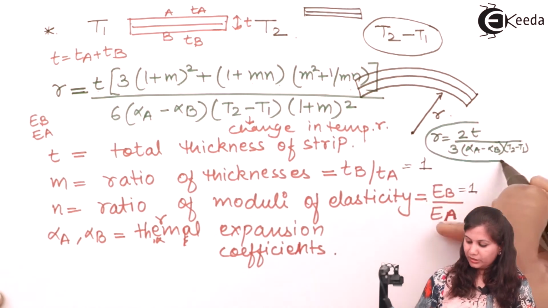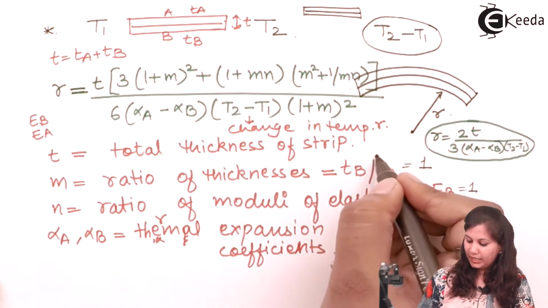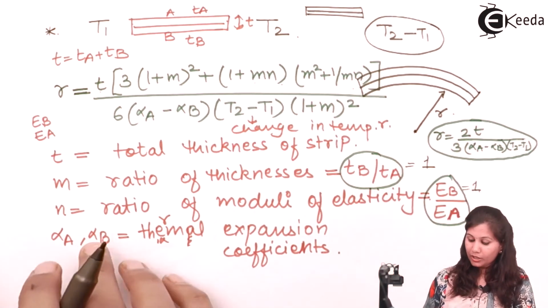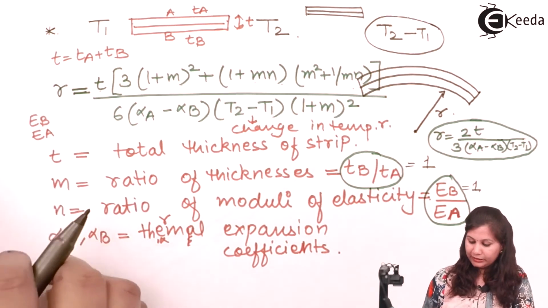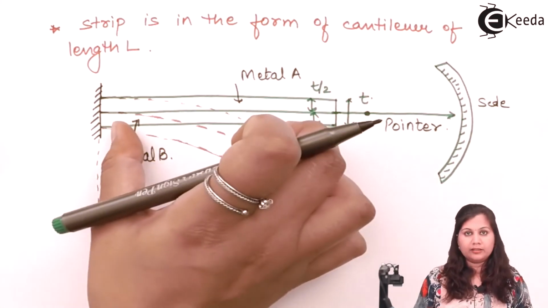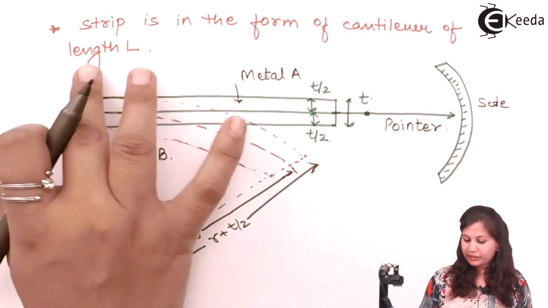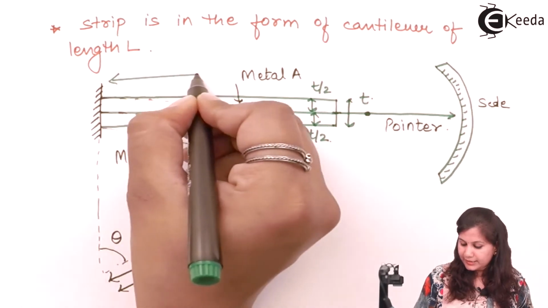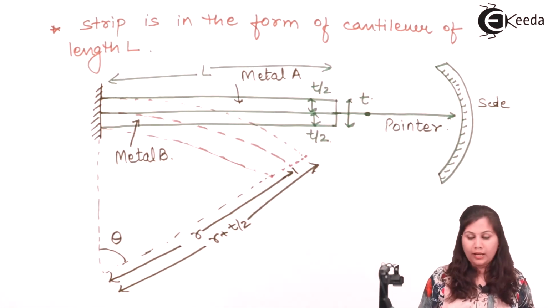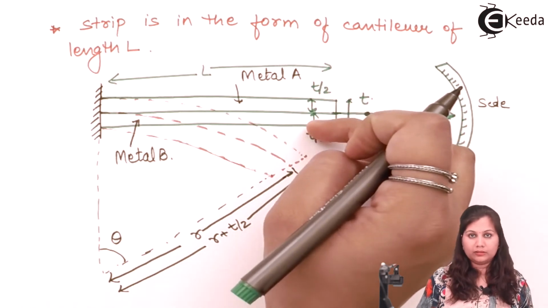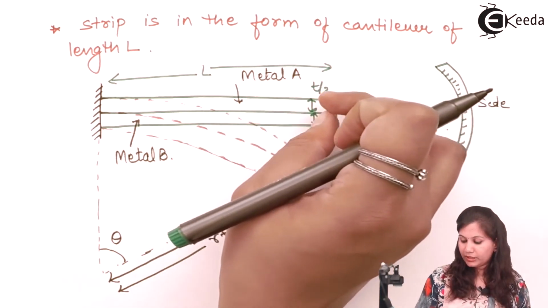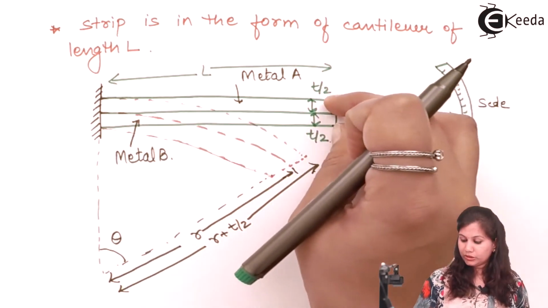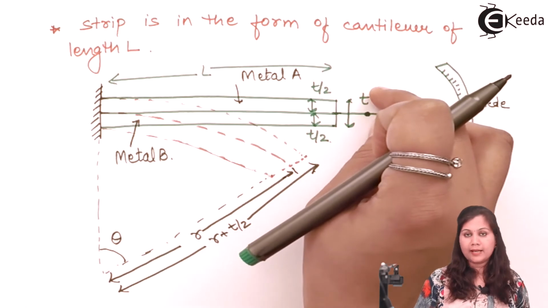So that is the special case when we have taken TA and TB as equal and EA and EB as equal. Now consider the cantilever type of this strip, when the strip is in the form of a cantilever of length L, so here the total length is L and the thicknesses are again equal. That is, metal A is of thickness T by 2, metal B is also of thickness T by 2, and the total thickness of the metallic strip is T.